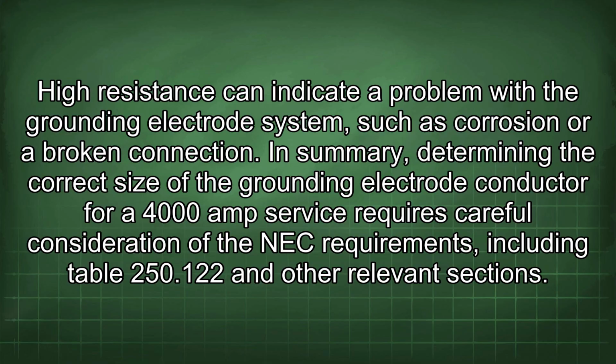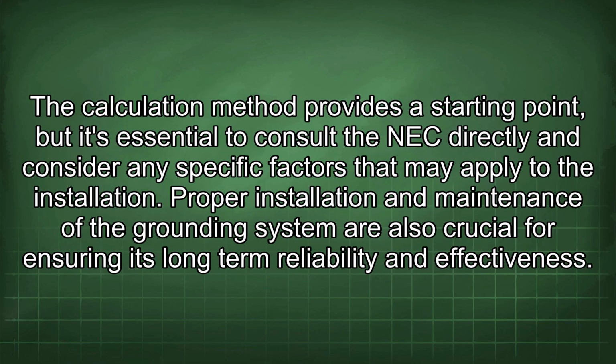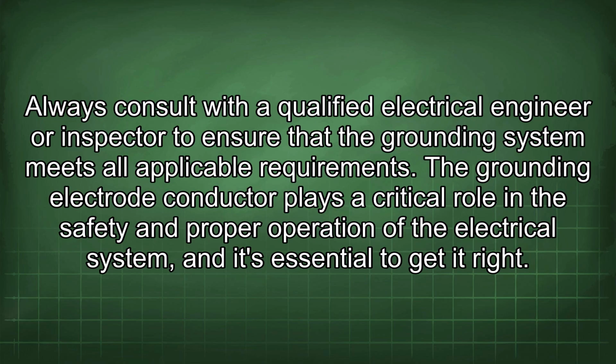In summary, determining the correct size of the grounding electrode conductor for a 4000 amp service requires careful consideration of the NEC requirements, including Table 250.122 and other relevant sections. The calculation method provides a starting point, but it's essential to consult the NEC directly and consider any specific factors that may apply to the installation. Proper installation and maintenance of the grounding system are also crucial for ensuring its long-term reliability and effectiveness. Always consult with a qualified electrical engineer or inspector to ensure that the grounding system meets all applicable requirements.